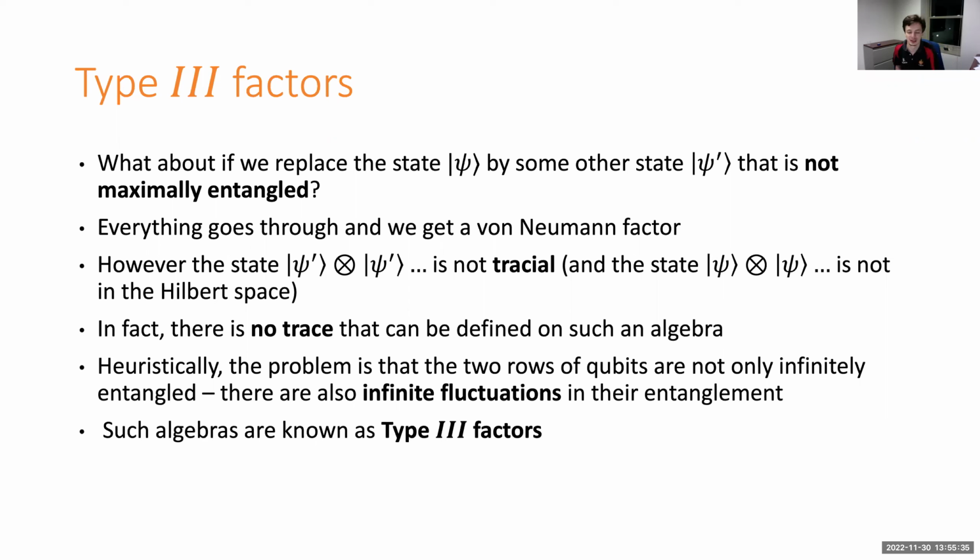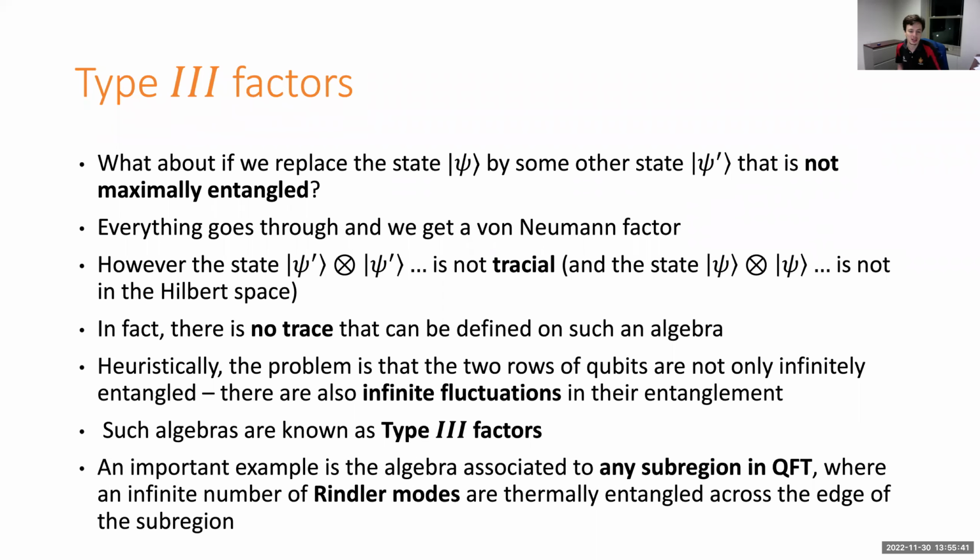Okay, so as I said, these algebras are type 3 factors. That's the last type of algebra that's going to show up. The reason we're going to be needing these type 3 factors is that it turns out they're the algebra associated to any subregion in quantum field theory. In quantum field theory, at the edge of a region, there are an infinite number of Rindler modes. Those Rindler modes are thermally entangled. It's like having this psi prime that's not maximally entangled, but is entangled. You have infinitely many modes of them. And so that gives us a type 3 factor.